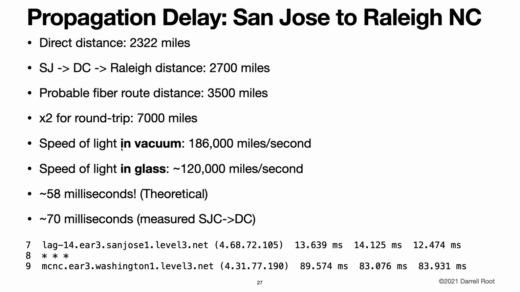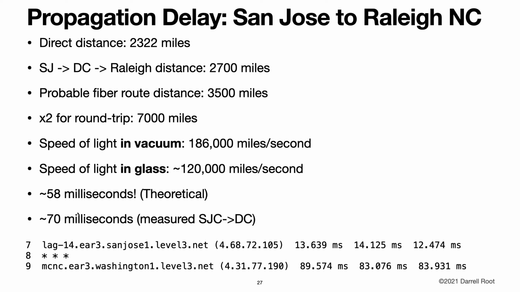The speed of light in vacuum is 186,000 miles per second. However, the speed of light in glass, and fiber optic cables is glass, is about 2/3 of that, around 120,000 miles per second. The theoretical round trip time for that distance at light speed in glass is 58 milliseconds.